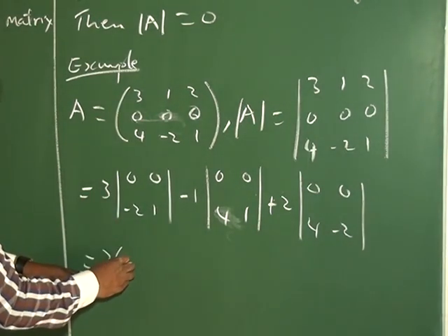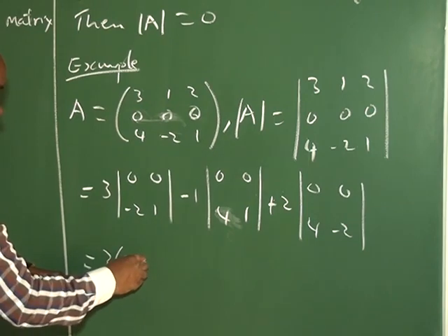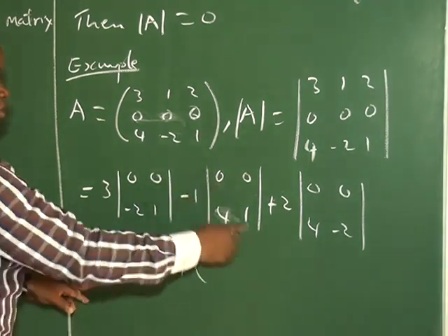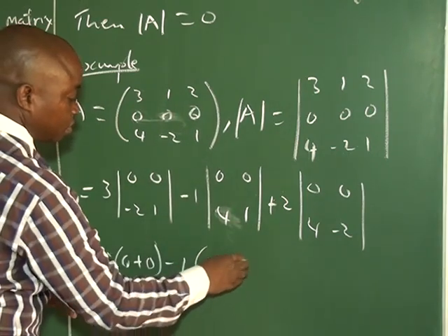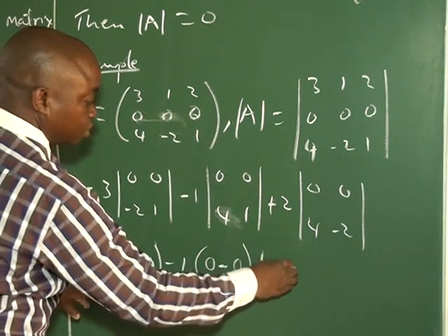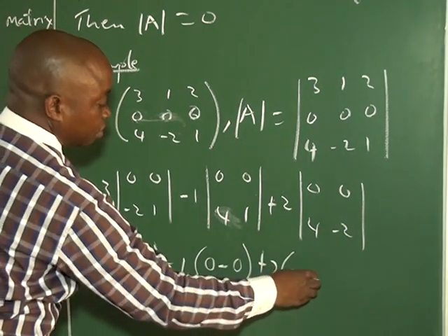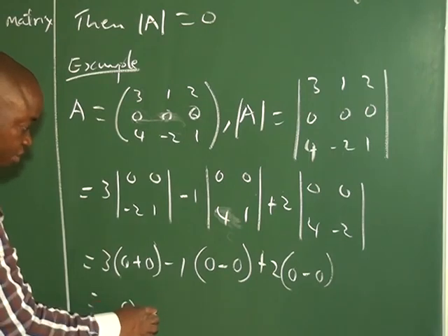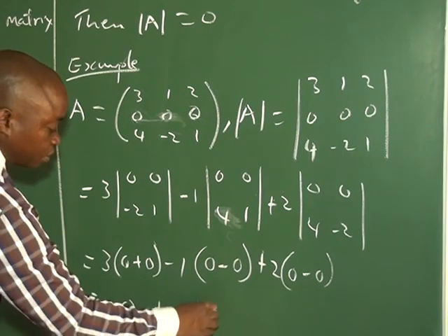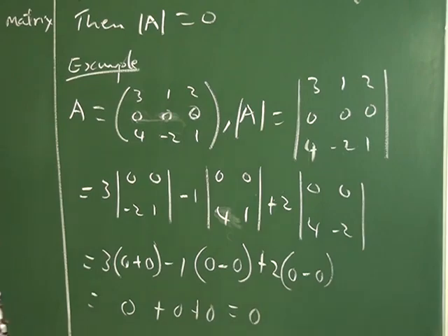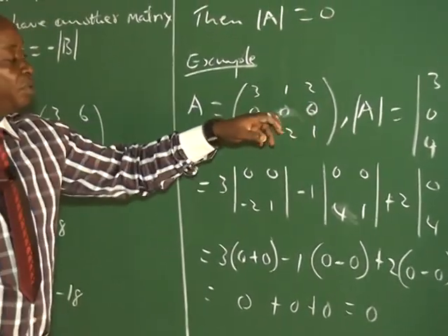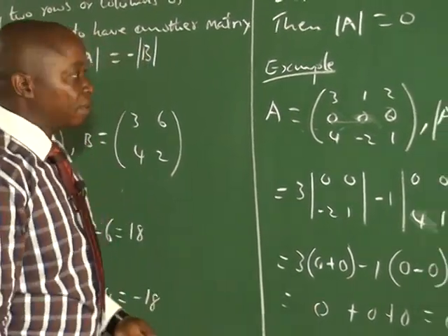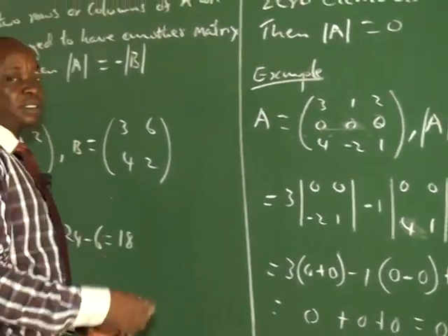This gives me 3 times 0 minus 0, minus 1 times 0 minus 0, plus 2 times 0 minus 0. Now notice that here we have 0 plus 0 plus 0, and that gives 0. So anytime a particular row or column contains all 0 elements, the determinant is 0. We also look at other properties too.